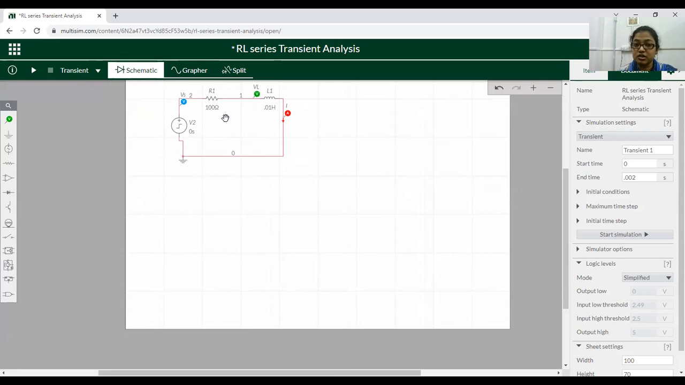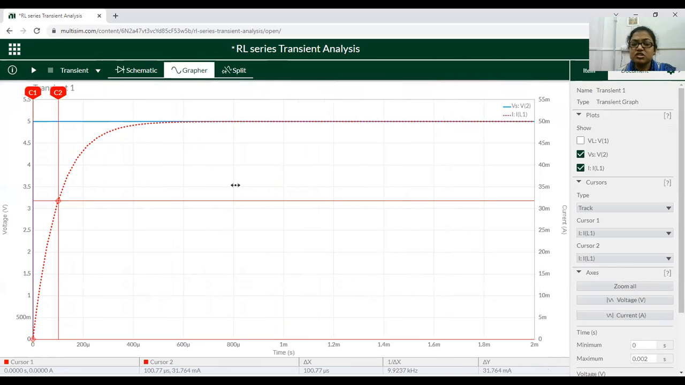But in practice, after doing the simulation, we are getting 100.77 microseconds. So there is a little difference, and using that difference you have to find the error. You can consider 100 microsecond as the theoretical value. So theoretical minus practical, divided by theoretical, is your error. This is one approach.